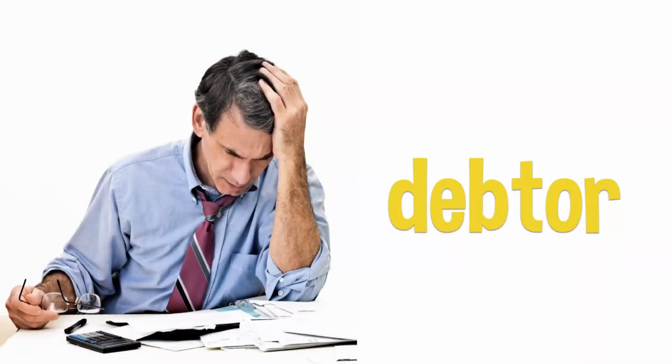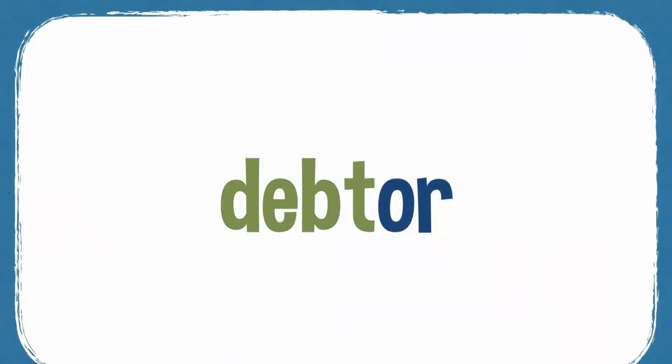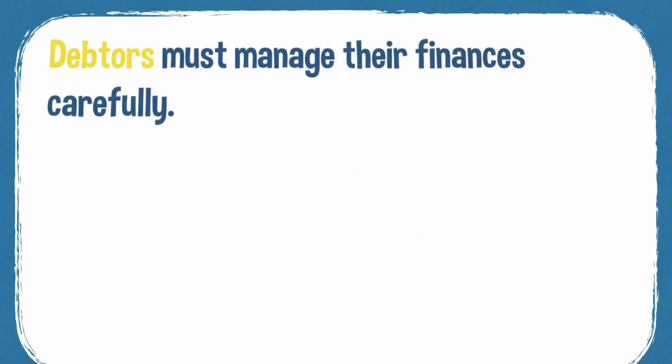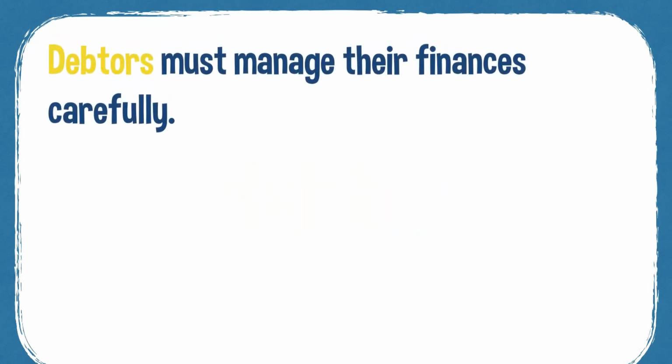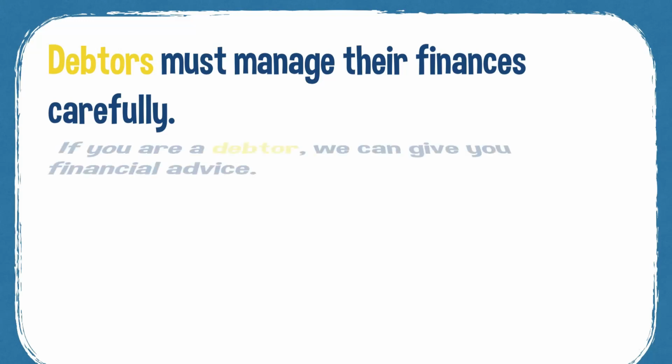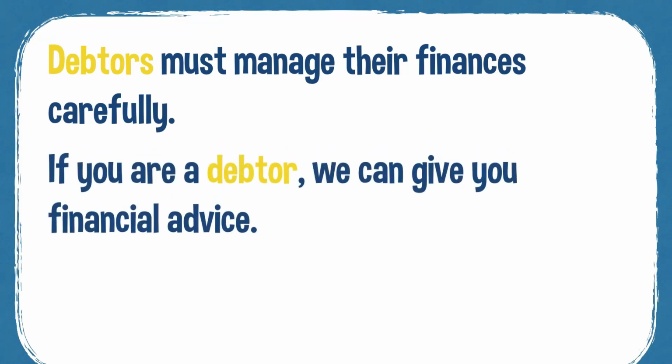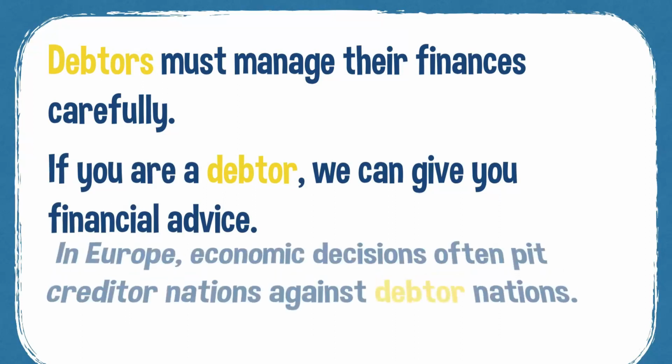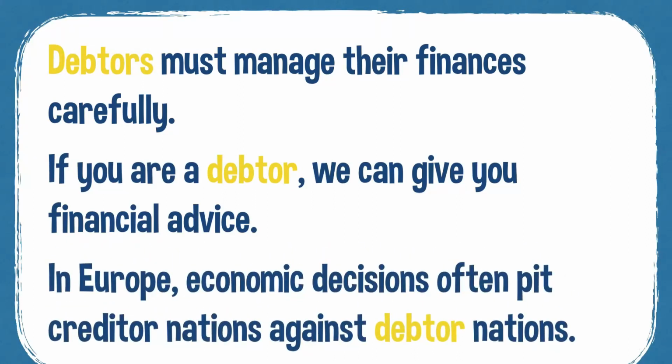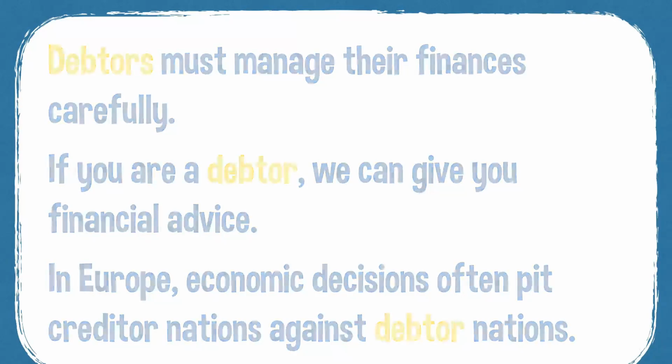And here's a debtor. He's got lots of bills to pay. He's deep in debt. And here's the word debt. So a debtor is in debt. They must pay money back to somebody. Debtors must manage their finances carefully. If you are a debtor, we can give you financial advice. In Europe, economic decisions often pit creditor nations against debtor nations.